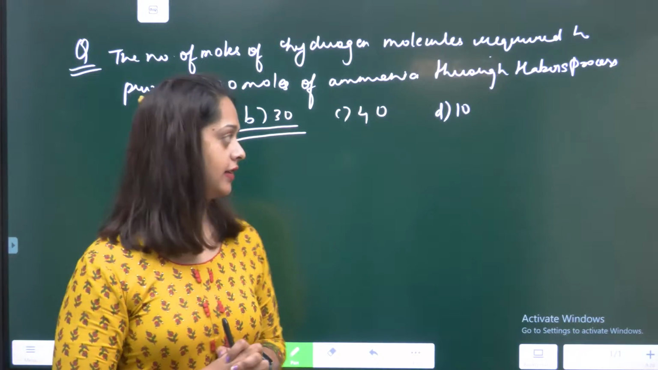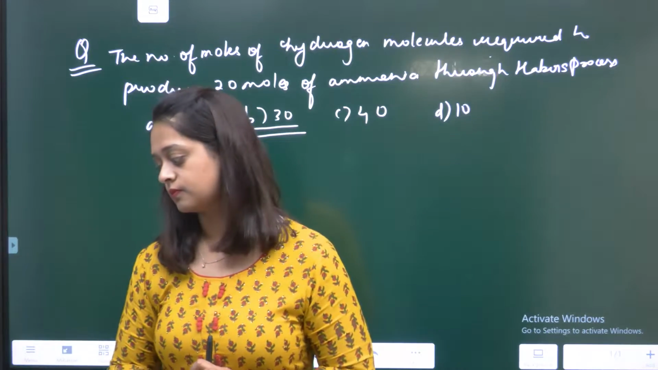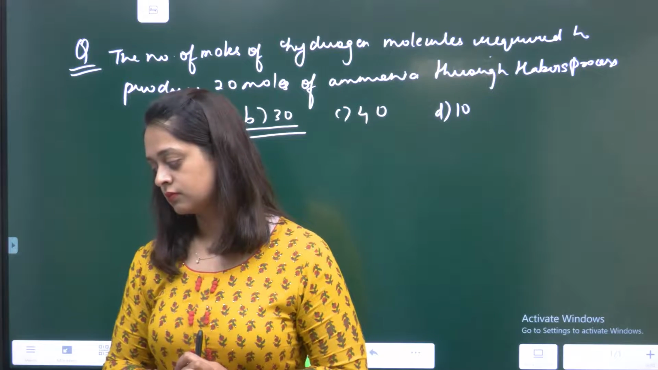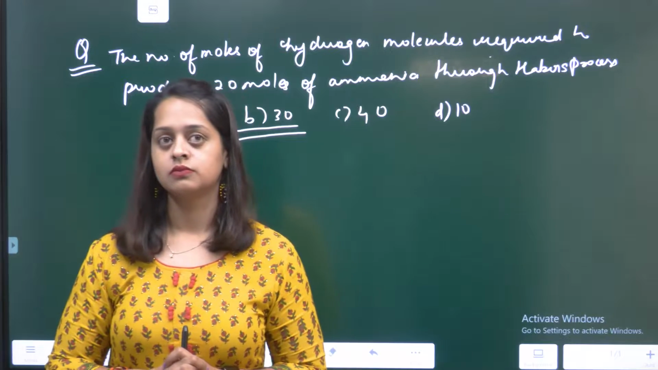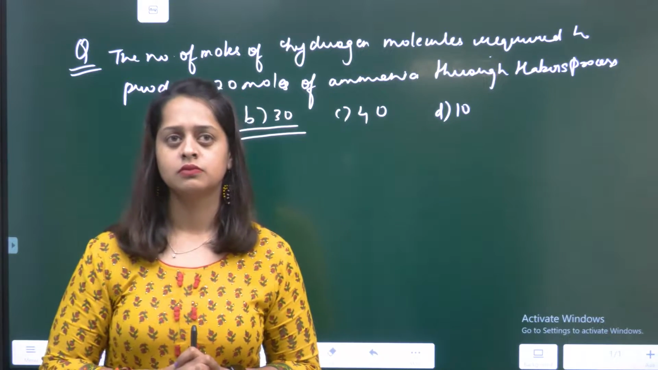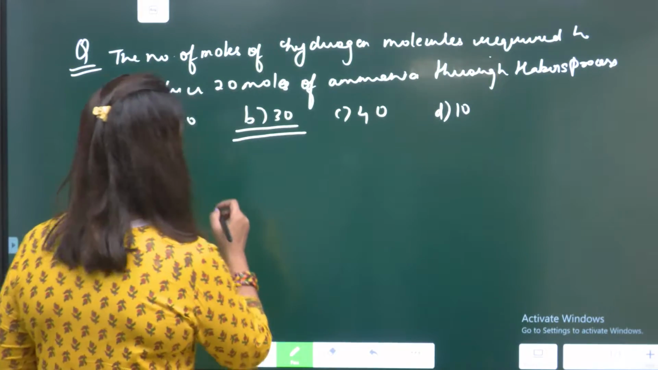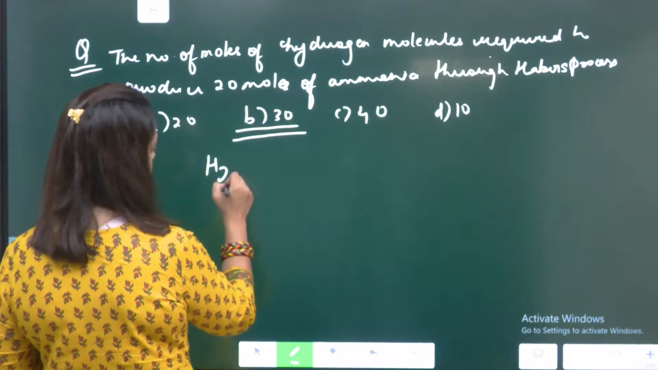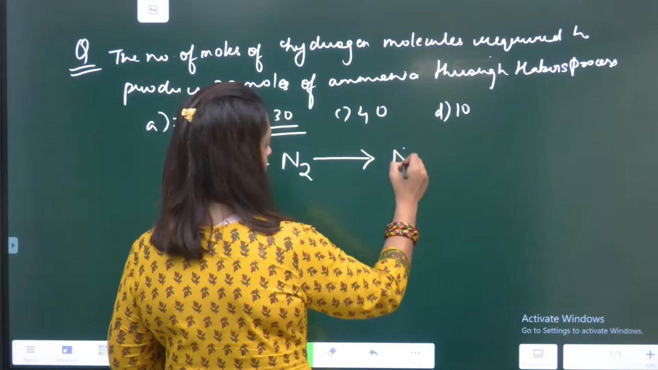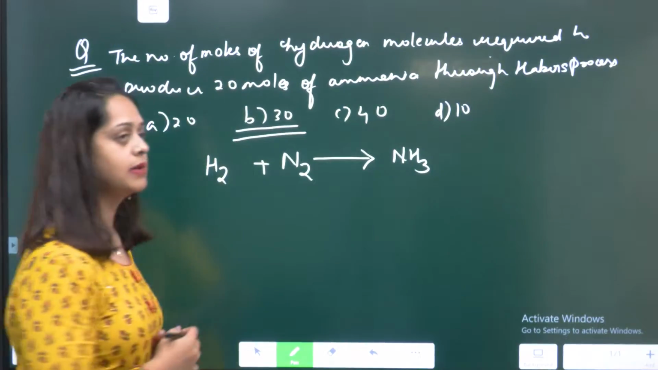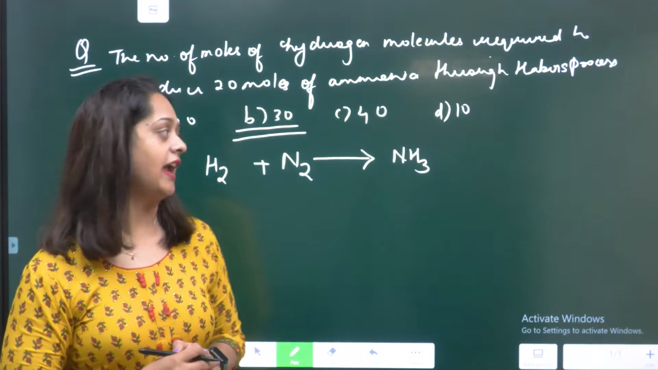Okay. Ankit, can you tell me what Haber's process is? Ma'am, in this process, 3 moles of hydrogen react with nitrogen in the presence of iron oxide as catalyst to form ammonia. So basically, the production of ammonia with the help of hydrogen and nitrogen. So is this my balanced equation? No, ma'am. No. So I need to balance this.